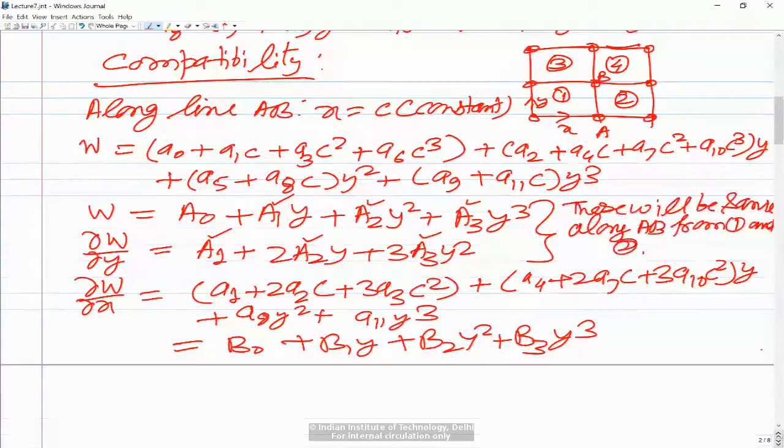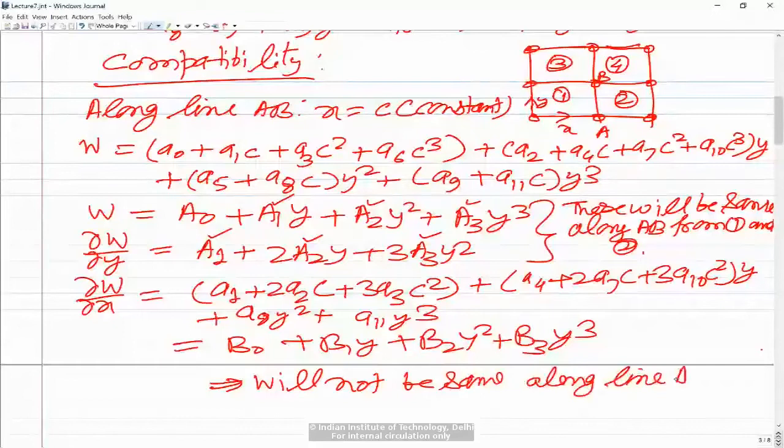But now if you look at del w by del x, it is also cubic in y, and it involves four constants. But now we are left with only common values of del w by del x at A and at B. So we have only two common values, whereas there are four constants. So this will not be the same. Del w by del x will not be the same along line AB from elements 1 and 2.